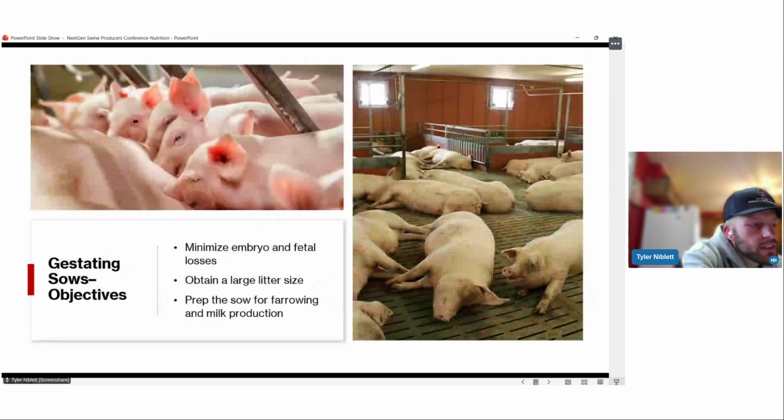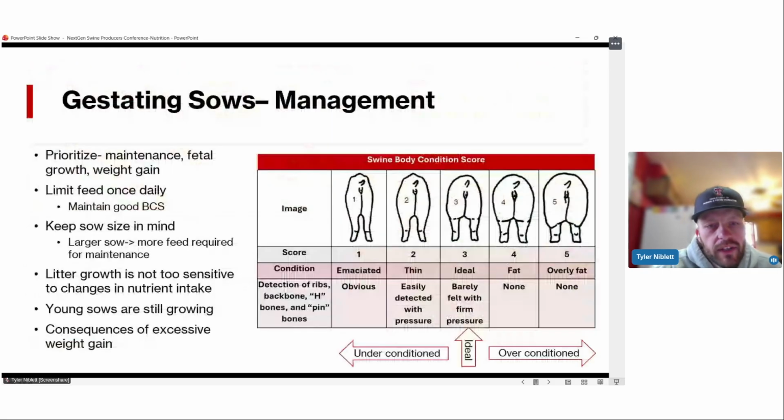Now we're going to move further into sows. The idea here is to minimize our embryo and fetal losses, as well as to obtain that large litter size and prep the sow for farrowing. The idea here is to try and keep them in as positive of an energy balance as possible. Now, your feed intake requirements here are based on body conditions.